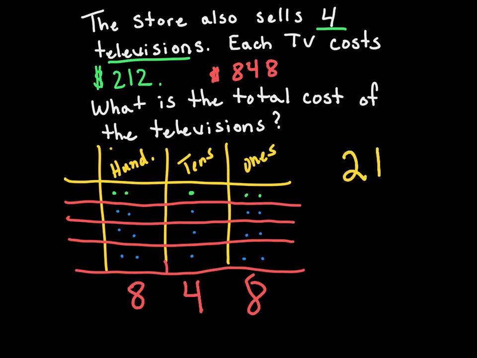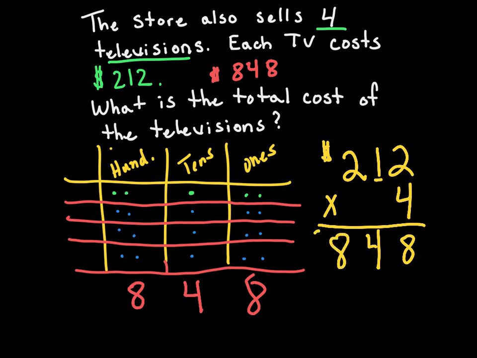But now let's try it in the standard way. So we have $212 and we have 4 groups of them. We want to know the total cost of all 4 televisions. 2 times 4 in the ones, we've got an 8. 1 times 4, that's the 10s. That's really a 40, right? But we place a 4 because that's in the tens place. 2 times 4 is 8, and that is in the hundreds place. And there you go, $848. Same answer as doing the place value chart and the standard way.